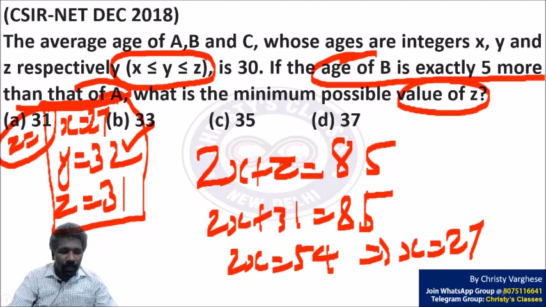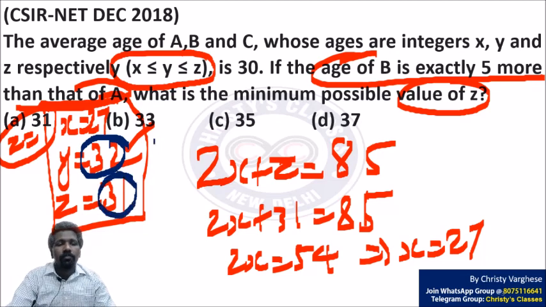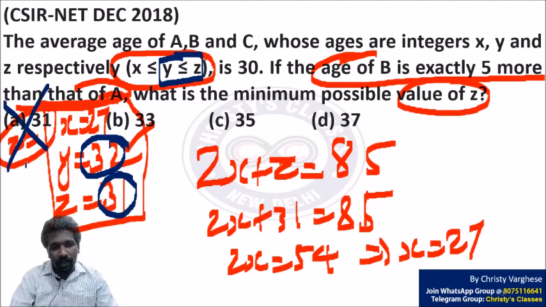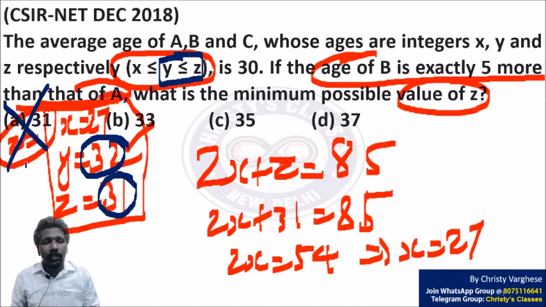But here you can clearly see that y is not less than or equal to z. 32 is more than z. 32 is more than 31. Y less than or equal to z is not satisfied. That is why option A is not the answer. Option A is eliminated. I hope all of you understood that logic.